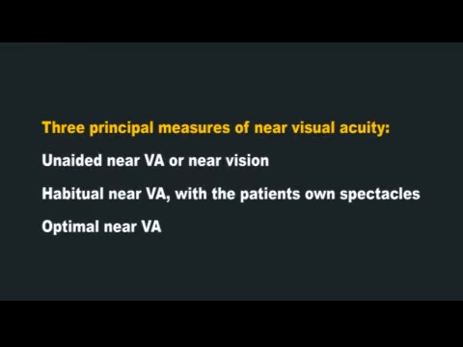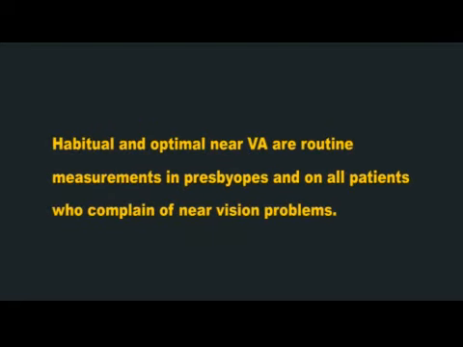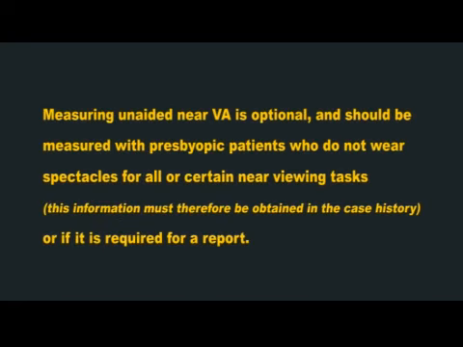Now let us move on to the second test of visual acuity, that is near vision acuity. There are three principal measures of near visual acuity. First one is unaided near visual acuity or near vision. Second is habitual near visual acuity with the patient's own spectacles, and third is optimal near visual acuity with the best refractive correction. Habitual and optimal near visual acuity are routine measurements in presbyopes and all patients with complaints of near vision problems. Measuring unaided near visual acuity is optional and should be measured with presbyopic patients who do not wear spectacles for all or certain near viewing tasks, or if it is required for a report.